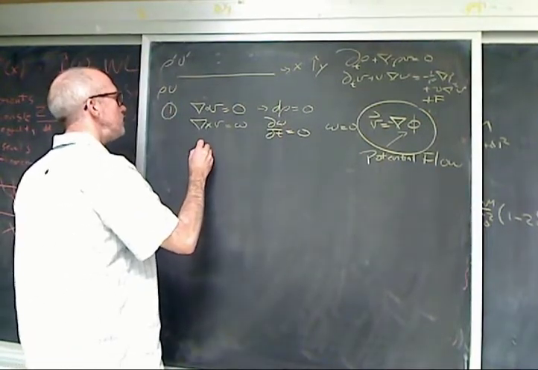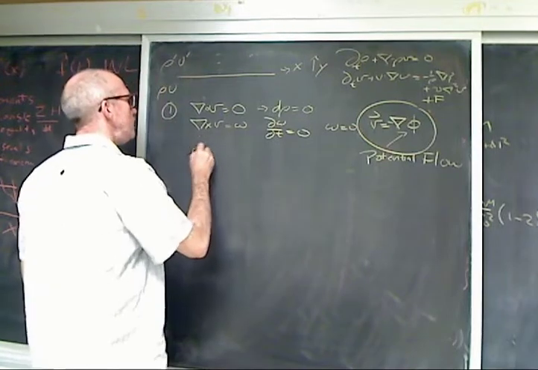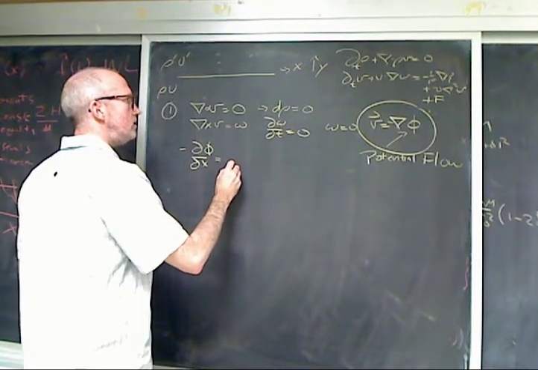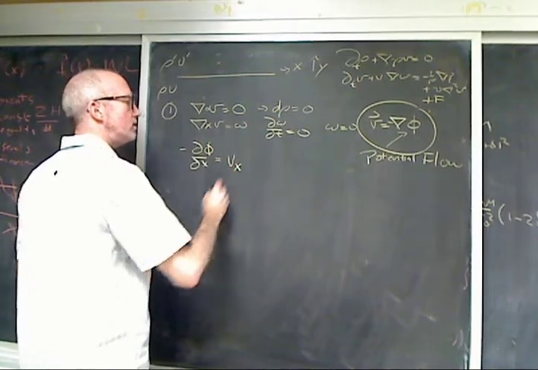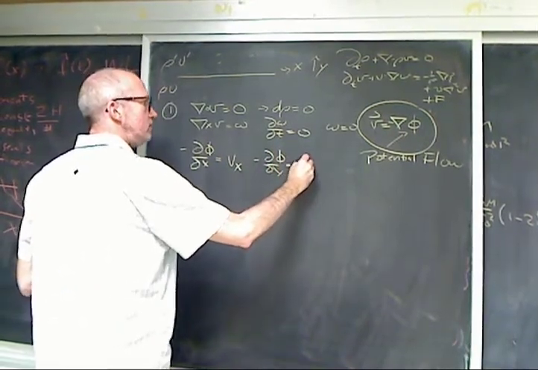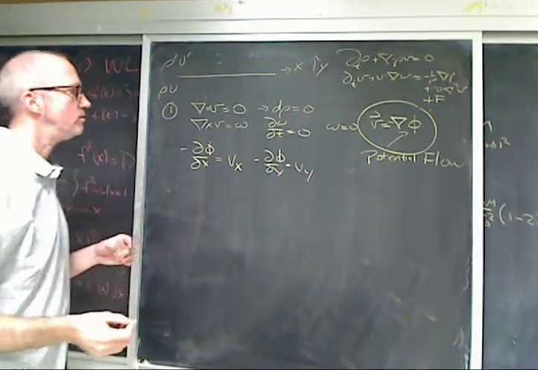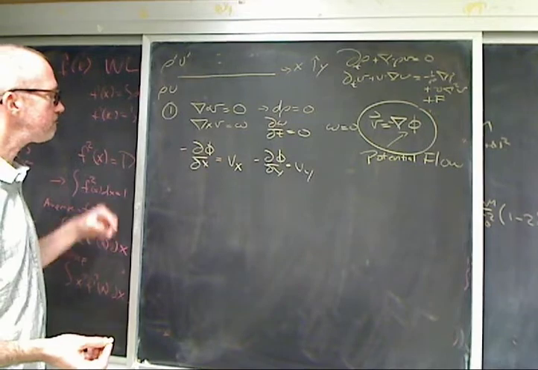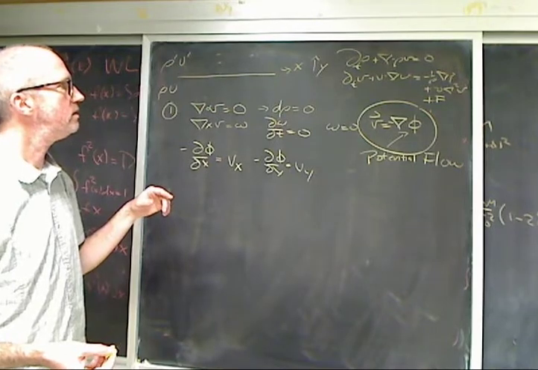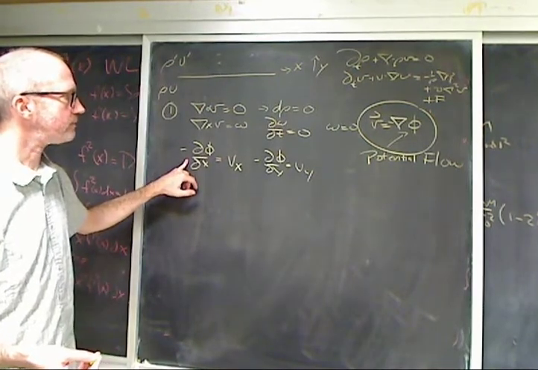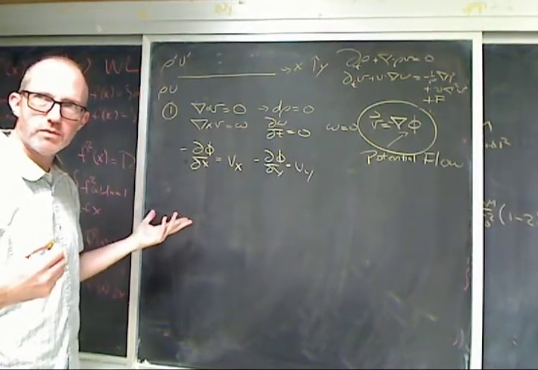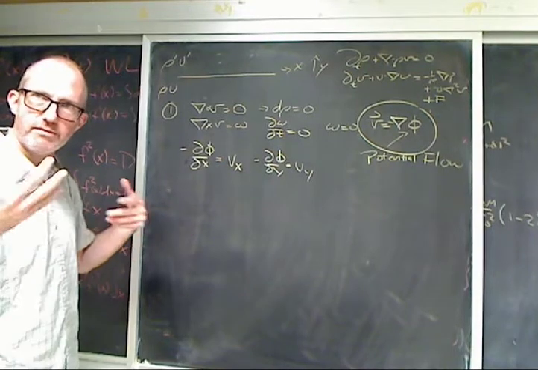The potential tells us a couple of things. By itself, not a lot, but I know that minus d phi dx is what? Vx. d phi dy is Vy, and d phi dz is Vz, but we'll set z equal to 0 everywhere. So derivatives of this potential phi are my velocity components. So we'll think about phi as the velocity, even though it's really not. I'm not actually going to say that, but it gives us the velocity.